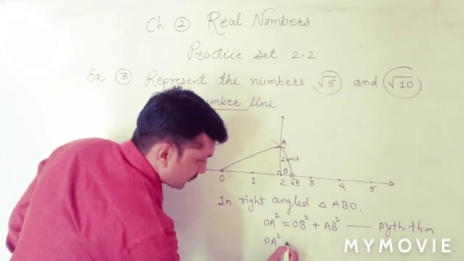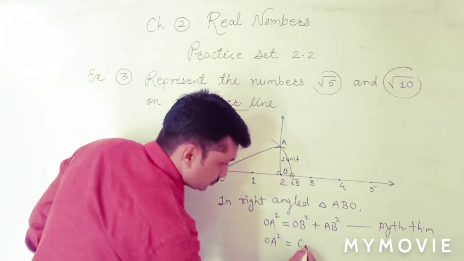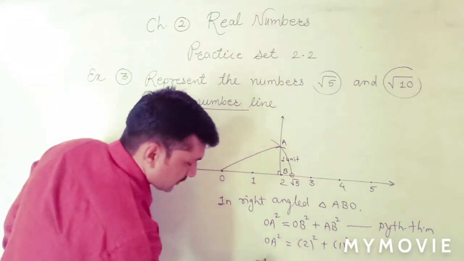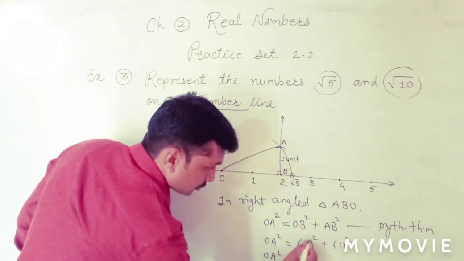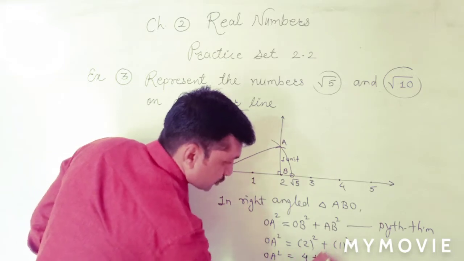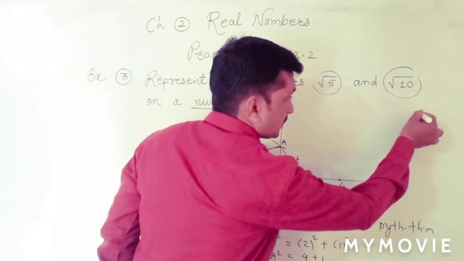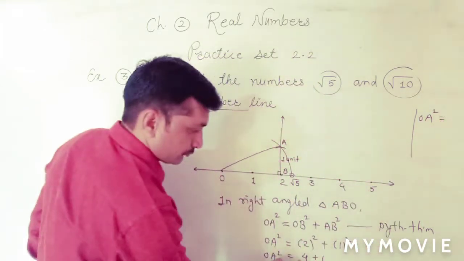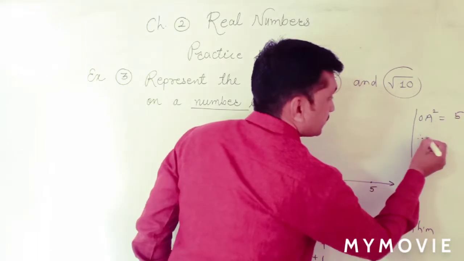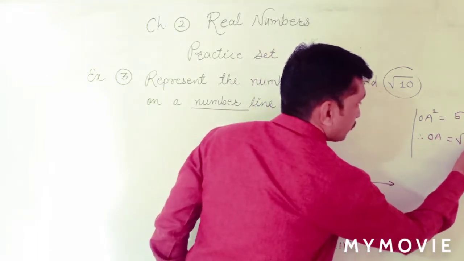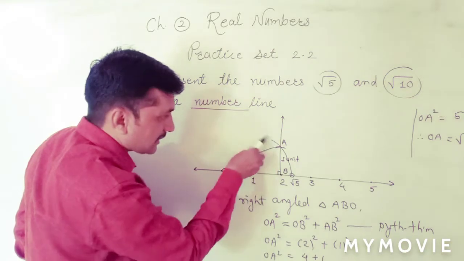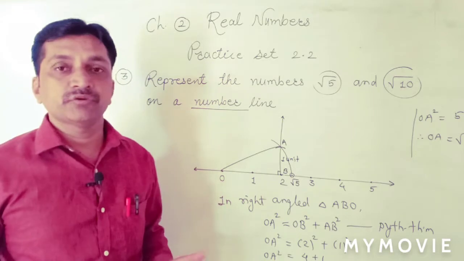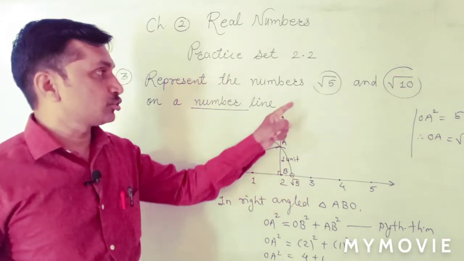Now let's find the value. OA square is equal to OB, 2 square, plus AB, 1 square. OA square is equal to 2 square, 4, plus 1 square, 1. Therefore OA square is equal to 4 plus 1, 5. And therefore OA is equal to square root of 5. Wherever that arc comes, this number is root 5. In this way we get the irrational number root 5.